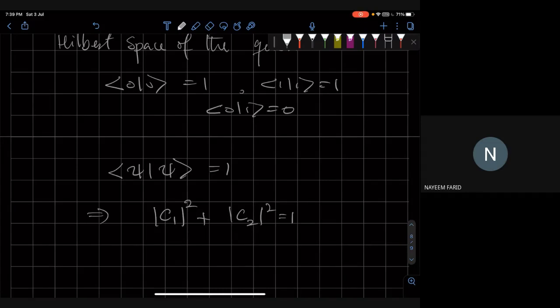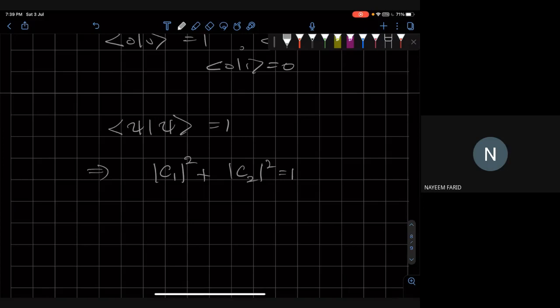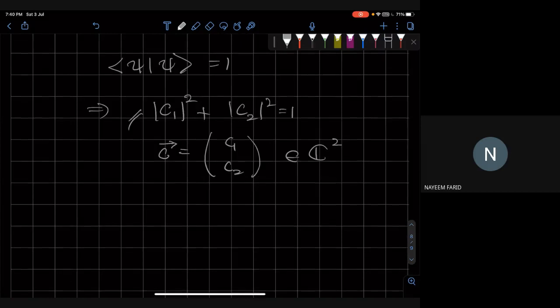So now, since C1 and C2 are complex numbers, we can combine them in a two-dimensional vector, say C1, C2, and now it takes values in a two-dimensional complex plane, right? But because of this condition, if we break them up into real and imaginary parts, it would seem that C1 and C2 take values in a three-dimensional sphere, right? Because this is the equation of a three-sphere. Yeah, but it's actually not true.